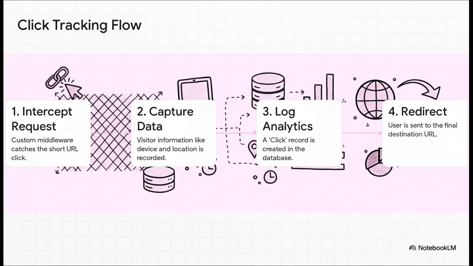Let's actually trace the journey of a single click to see this in action. When someone clicks a short link, a special piece of code called middleware acts like a gatekeeper. It intercepts that request for just a split second. In that tiny moment, it captures key data about the visitor, logs it in the database, and then seamlessly sends the user on their way to the original URL. The user doesn't notice a thing, but the app just gathered some really valuable data.